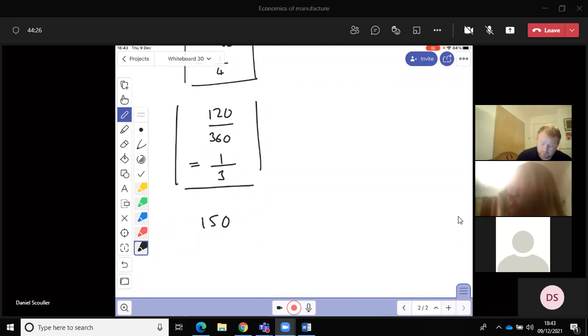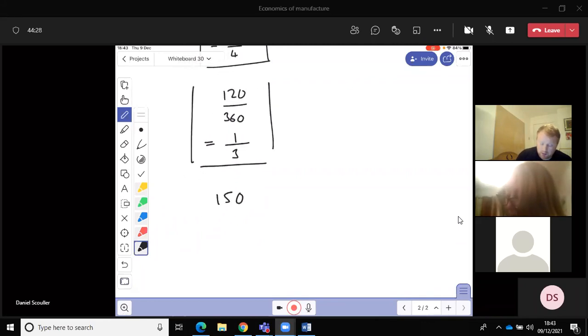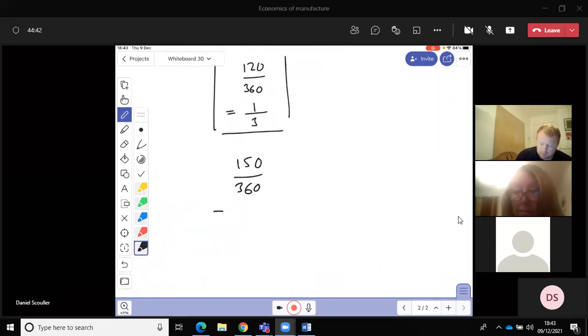150. It starts getting a wee bit trickier because that's a more complicated fraction, if you like. So 150 divided by 360. Let's make it a wee bit simpler for us. Let's take it down to 15 over 36. Now what goes into 15 and also goes into 36? The biggest one will be the number 3.